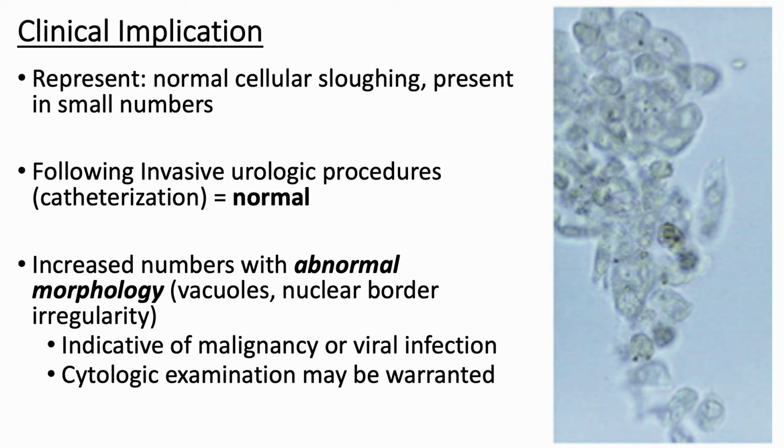So the clinical implication of the presence of transitional epithelial cells is that, likewise, they represent normal cellular sloughing and can be present in small numbers. They can be deemed normal when seen following invasive urologic procedures such as catheterization. But increased numbers of abnormal morphology, with vacuolization and irregularity in the nuclear borders, can be indicative of malignancy or even a viral infection, and these may warrant cytologic examination.